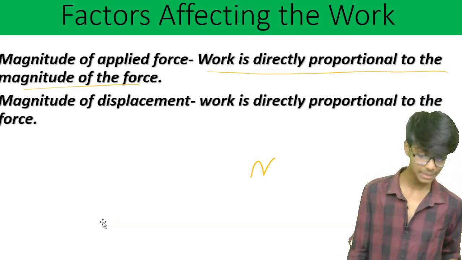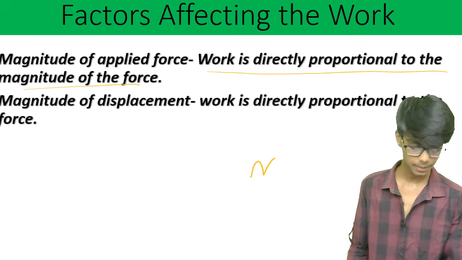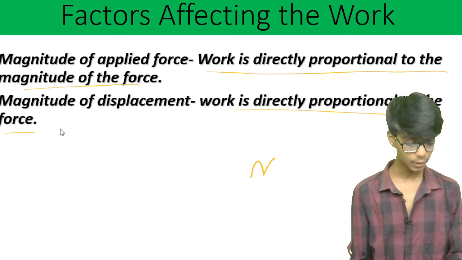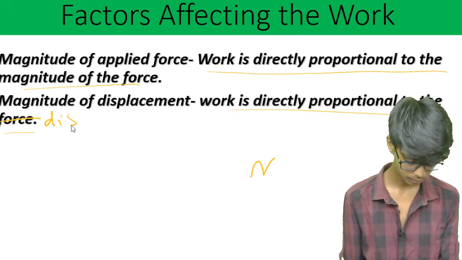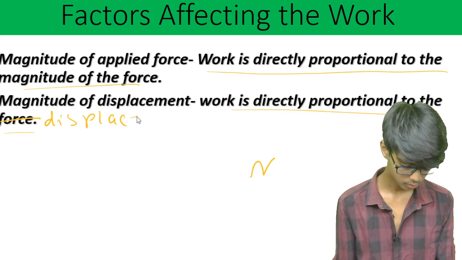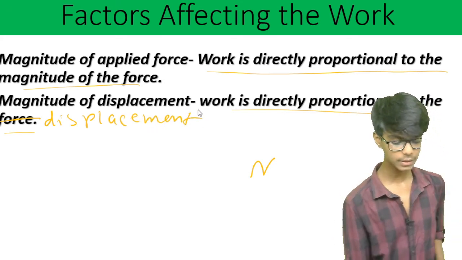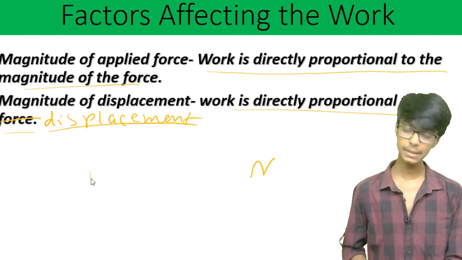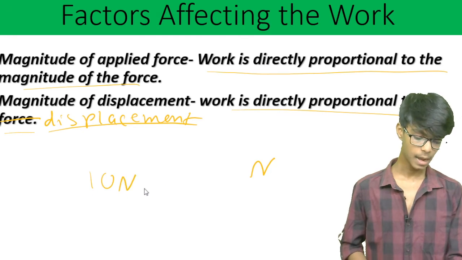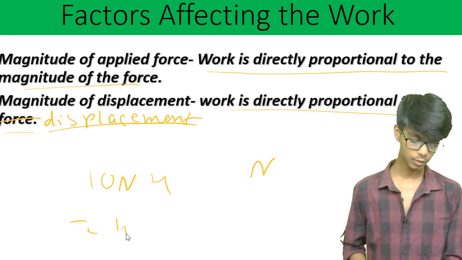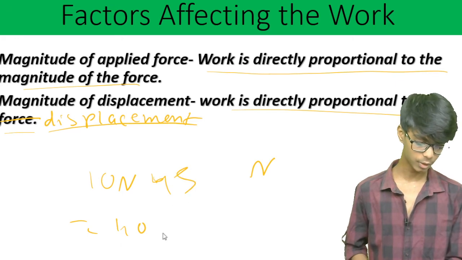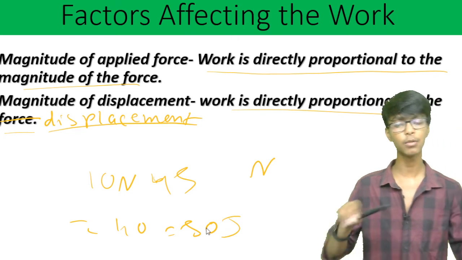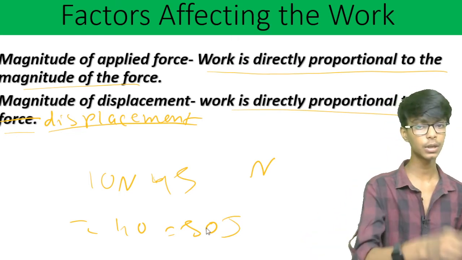Next is our displacement part. So in this case also the work is directly proportional, sorry, to the magnitude of displacement. How? With the same example, if force is 10 Newton and displacement is 4, then it would be 40. If displacement is 5, then it will be 50 joule. So as the force is increasing, the work done is increasing. That means force is directly proportional to the work done.